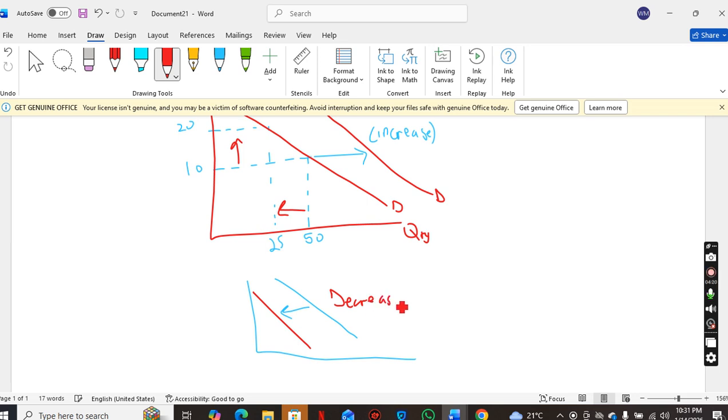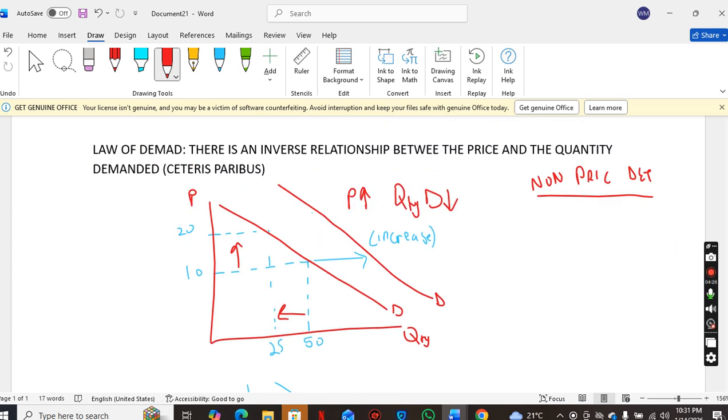So we need to know what factors can cause this demand to shift, to increase or to decrease. These factors, as you can see, price has stayed the same. The demand curve has shifted, but price has still stayed the same. That's why I was saying that non-price determinants. So the first non-price determinant is market size. Basically number of customers.